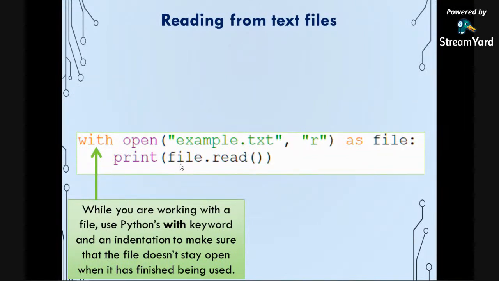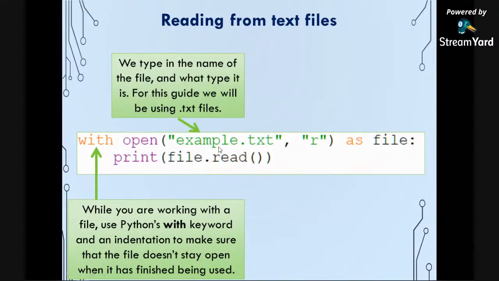Now this is a bit like I was saying earlier, if you have the file open and you don't close it, then it will cause some issues and some errors later down the line, saying it's already open somewhere else. So this is why we need to use it like this. The next thing we've got is this word open, which is kind of obvious what that does. It opens a file. So we type in the name of the file, so example, and then what type of file it is, so .txt.